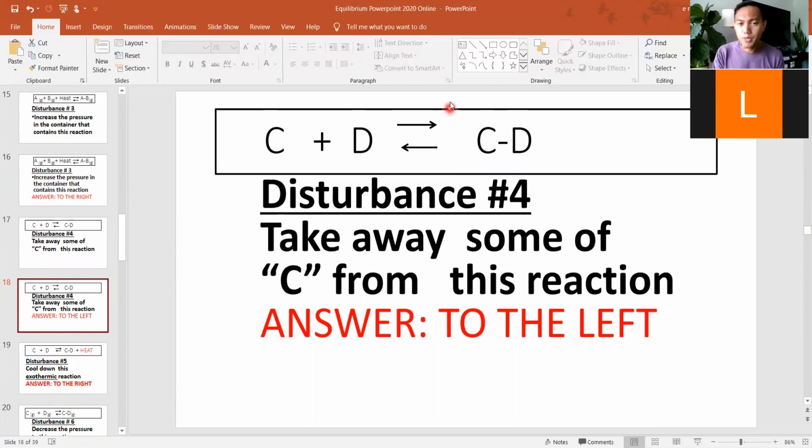So if I'm losing C, then we got to replace C. And to do that, we have to take some of the products, break them apart to make C again. So the answer is to the left.